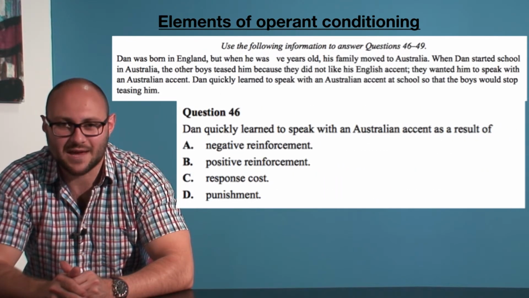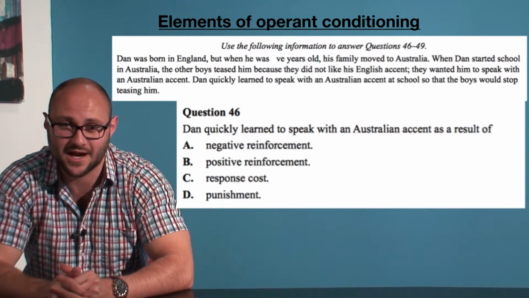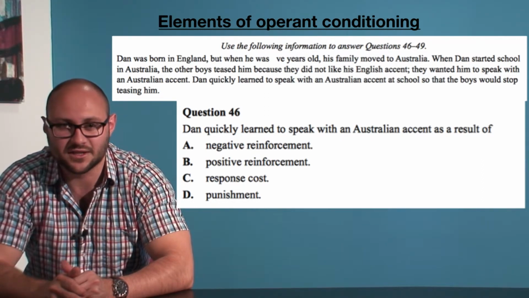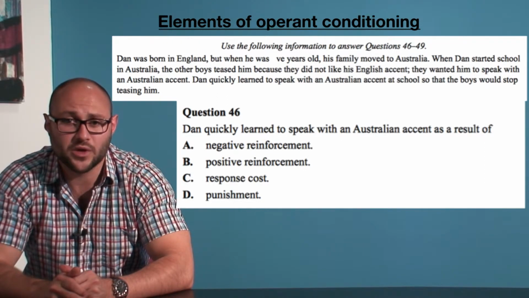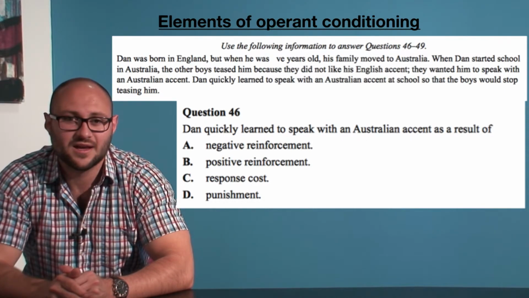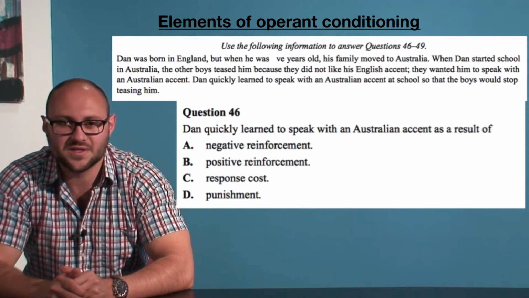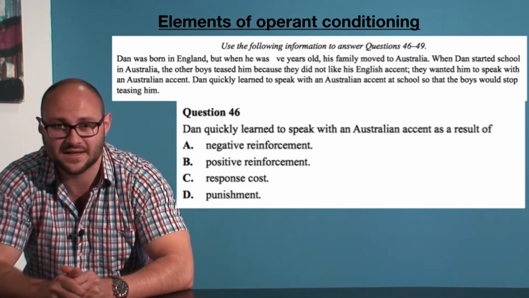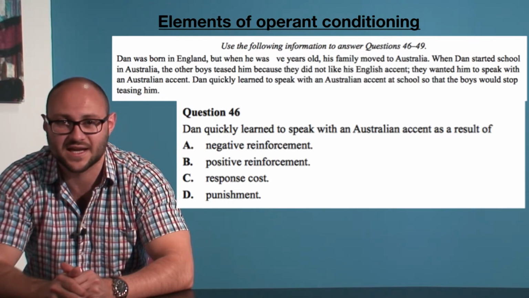Let's look at an exam question now. This fairly tricky question is from the 2014 VCAA exam. The question explains that Dan moved to Australia when he was 5 and was teased for his English accent. We need to answer which of the 4 elements of operant conditioning quickly taught Dan to speak with an Australian accent. Let's first consider whether the element of operant conditioning displayed will be positive or negative. Remember, positive suggests that a stimulus is provided, whereas negative means that a stimulus was taken away.